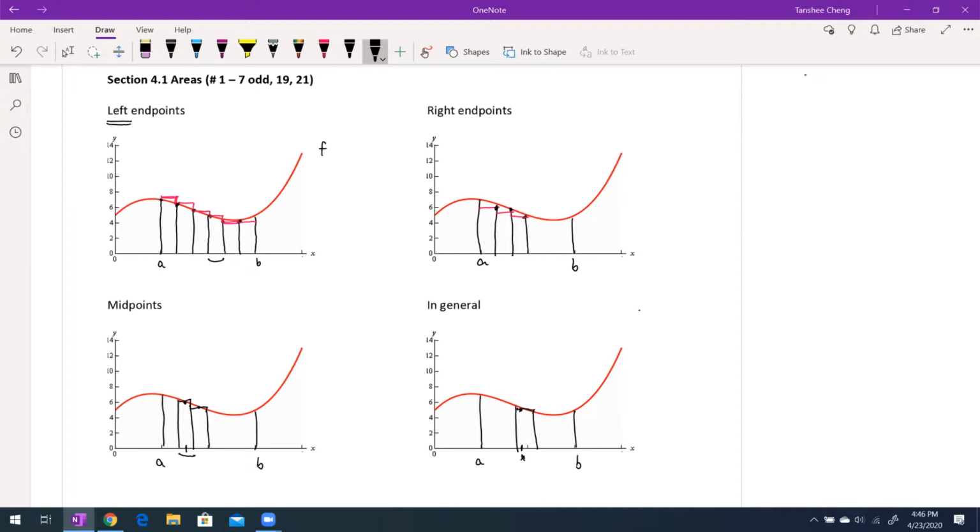Are we all okay with this? Okay. So if you look at this left endpoint.